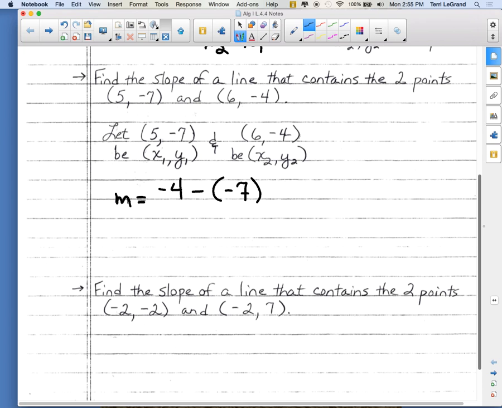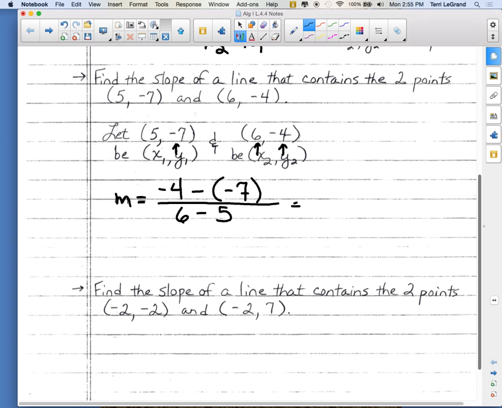So y sub 2, we decided to let the second point be the 2's, and the sub 1's are going to be this one. So we're going to have -4 take away -7 over what? Does order matter here? Yes. What do we have to start with? 6. We have to start with the 6. We have to start with the x sub 2 and take away the x sub 1.